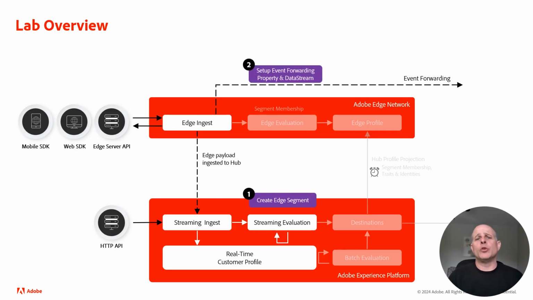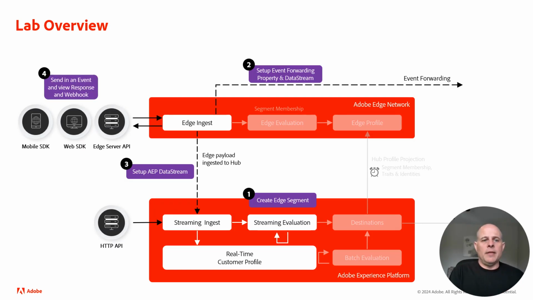Then what we'll do is we'll go out and create an event forwarding property and set up event forwarding with a data stream. Next, we're going to set up an AEP data stream that actually writes both out to the event forwarding, but also writes down to the hub saying where to store that data on the hub. Then we're going to send in an event request and view the response that happens when we hit the edge and how it includes the edge segment as part of that evaluation criteria.